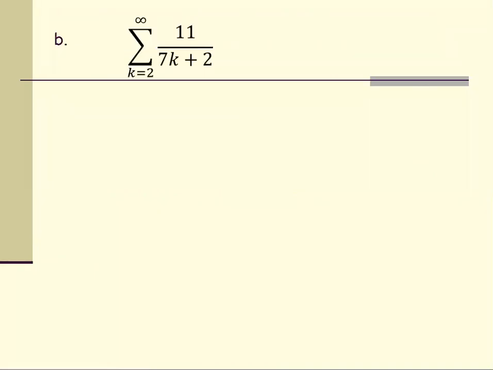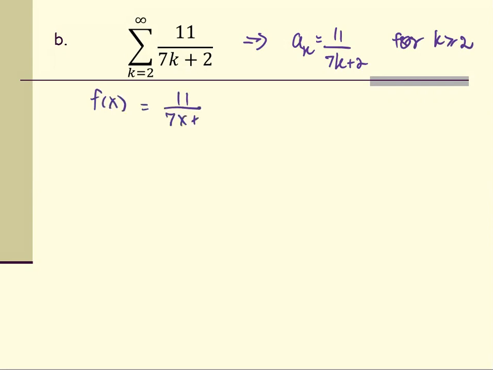In this example, we have the series 11 divided by 7k plus 2, k from 2 to infinity. The a_k term is 11 over 7k plus 2 for k greater than or equal to 2. So the function that we are going to use is in the form of 11 over 7x plus 2 for x greater than or equal to 2.